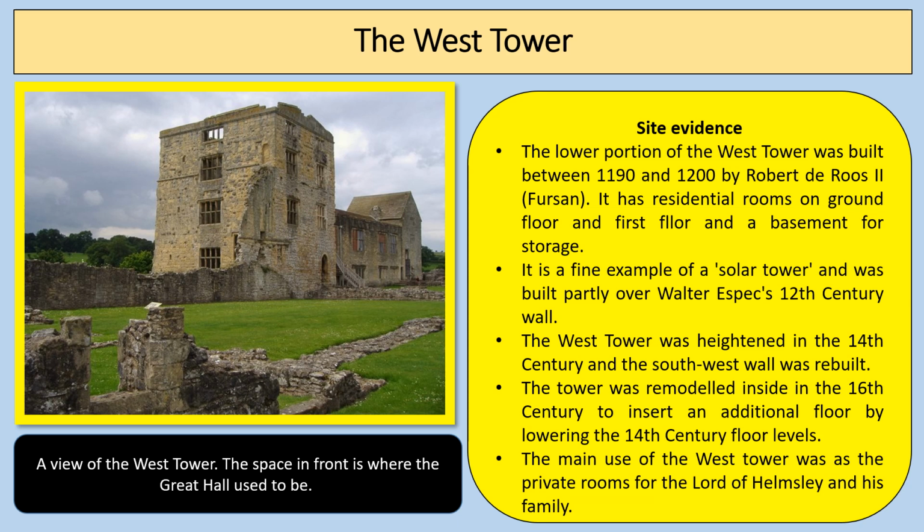Now, the lower portion of the West Tower was built between 1190 and 1200 by Robert de Roos, and if you have a look on the building, you can see where it was heightened a little bit later on. There's an example of a solar tower, a singular tower. It was built partly over Walter Espec's 12th century wall, which divided his north and south bailey. Now, the West Tower was heightened in the 14th century, and the southwest wall was rebuilt a little bit over the ditches, and the tower was remodelled inside in the 16th century to insert an additional floor by lowering the 14th century floor levels. The main use of the West Tower was private rooms for the Lord of Helmsley and his family.